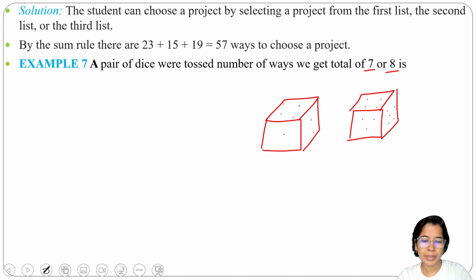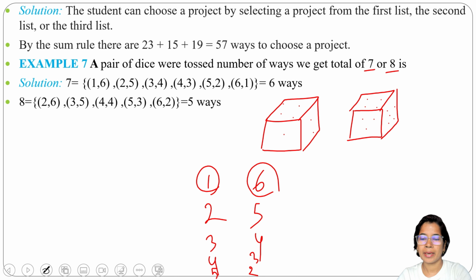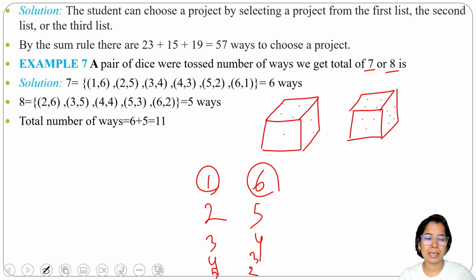So 7 can be 1, 6; 2, 5; 3, 4; 4, 3; then 5, 2; 6, 1. So we can get 7 in 6 ways. So 1 from one die, 6 from another die, so the total sum is 7. Then 8 we can get from 2 dice by 2, 6; 3, 5; 4, 4; 5, 3; 6, 2. That is 5 ways. So the total number of ways equals 6 plus 5, it's 11 ways.